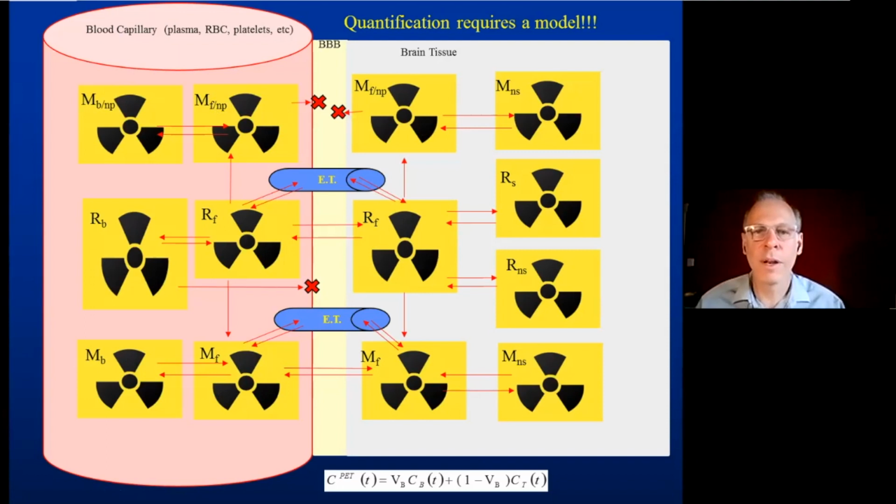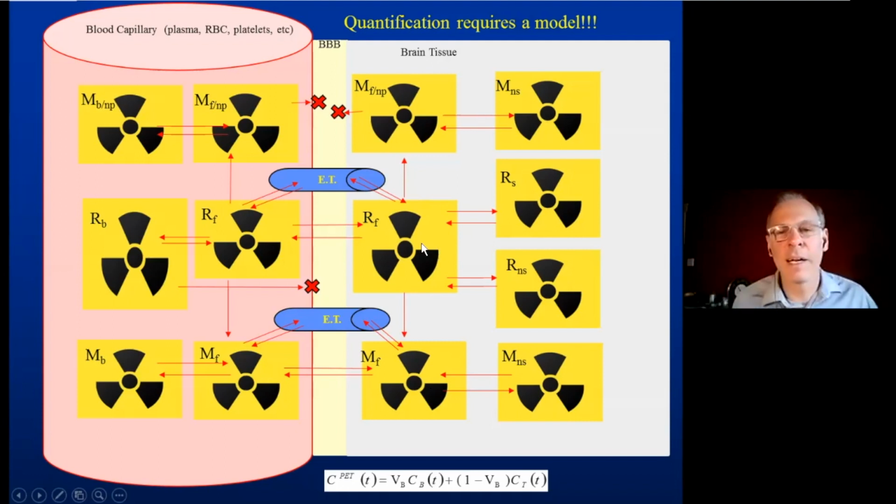In the brain tissue, we will potentially have a similar scenario. We will have activity coming from the free radioligand or activity coming from radiometabolites that can cross the blood-brain barrier or are trapped in the tissue. We will start analyzing a reversible radioligand.